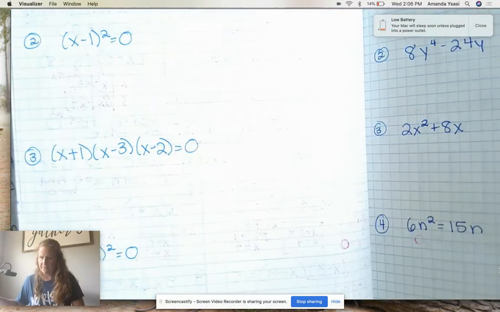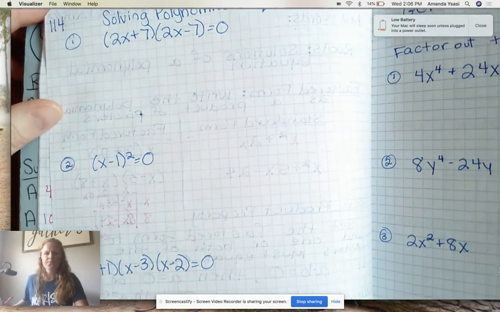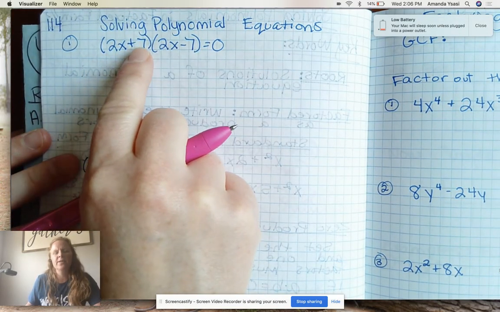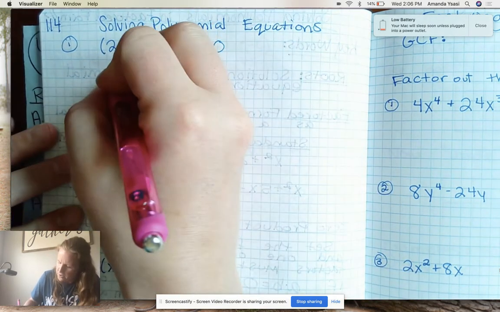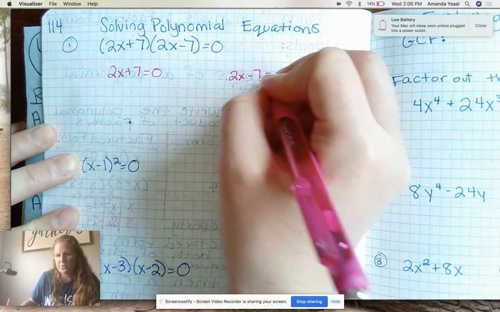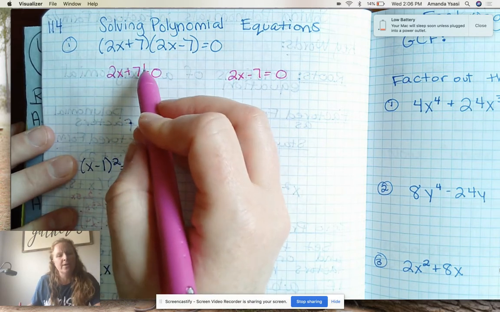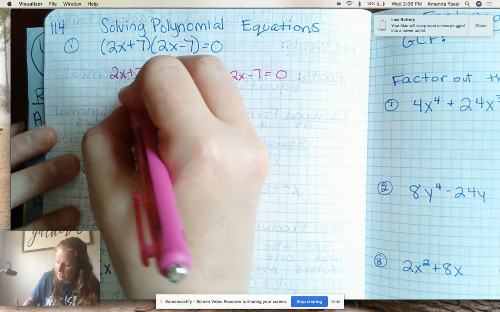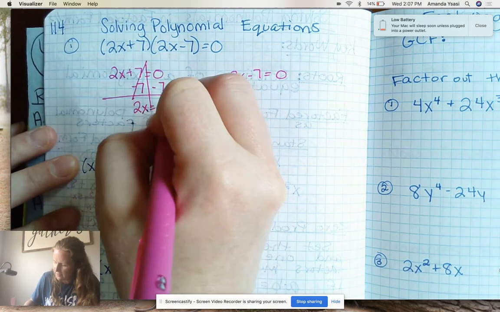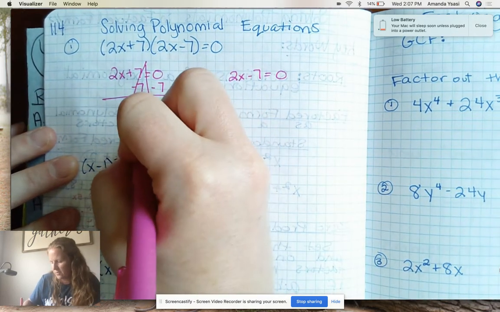Okay, we just have 4 more to practice. So let's see. Solving polynomial equations. So we're going to continue on. So 2x plus 7 times 2x minus 7 equals 0. So 2x plus 7 equals 0 and 2x minus 7 equals 0. So first thing we want to do is get rid of the constant. That's a plus 7. So we subtract 7 from both sides. So 2x equals negative 7.